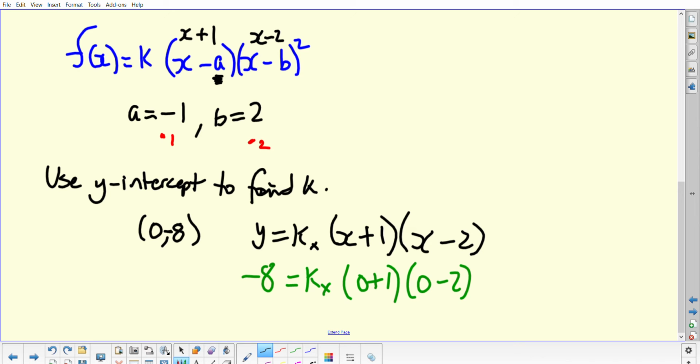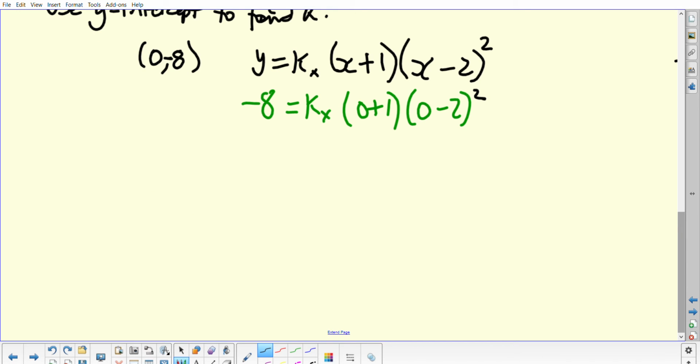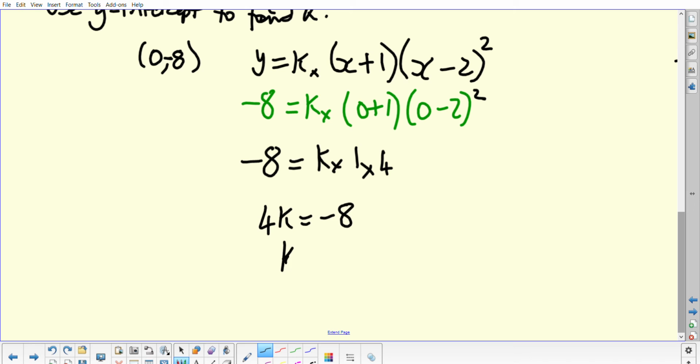And this is what quite a number of you had. What you forgot about was the squared on the bracket. And it's very, very important that you don't miss that out. So we have minus 8 equals k times 1. Minus 2 squared is going to give you positive 4. So we get 4k equals minus 8. And we end up with a value of k equals minus 2. And that's our third mark. But you need to show the working for that one.